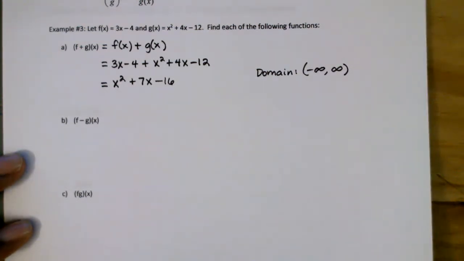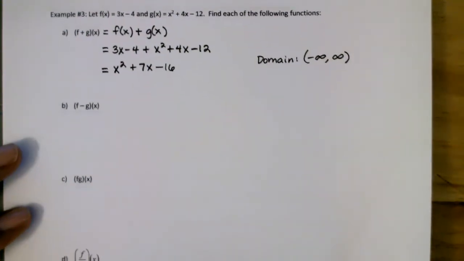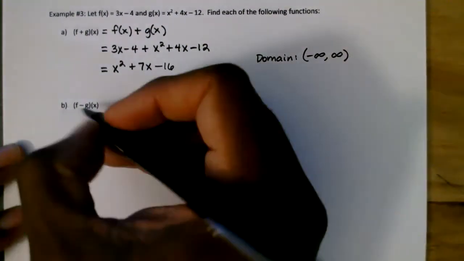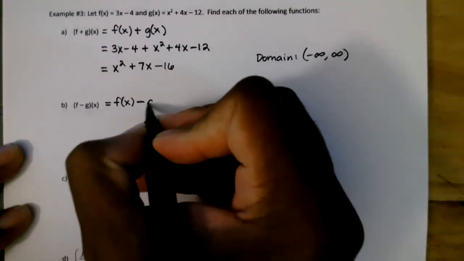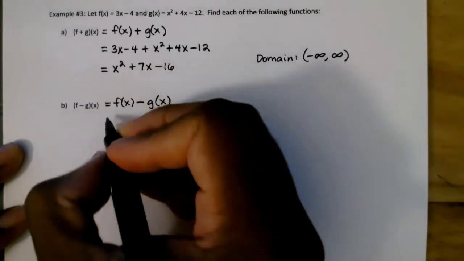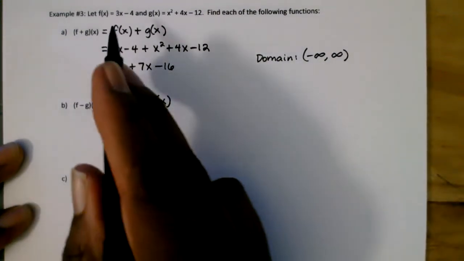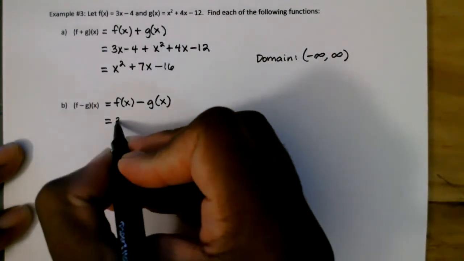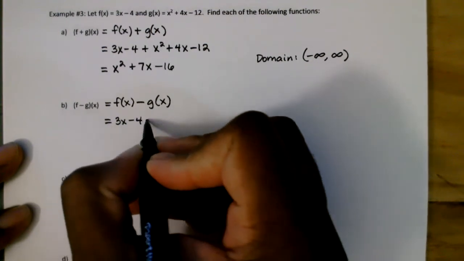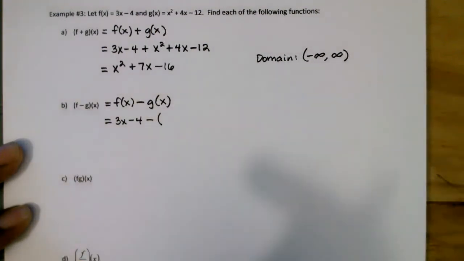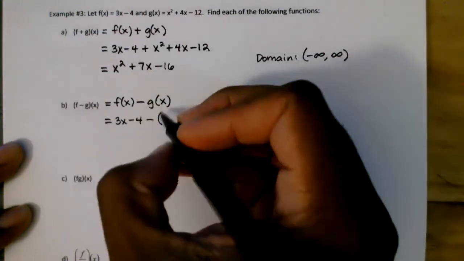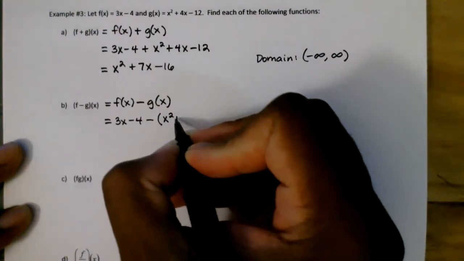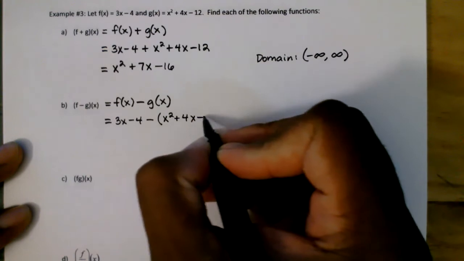All right, now for f minus g of x, this is part B. f minus g of x means this: f of x minus g of x. Well, f of x is 3x minus 4, minus, now the g of x, since we're subtracting the entire g of x function, we need parentheses. And that g of x is that x squared plus 4x minus 12.